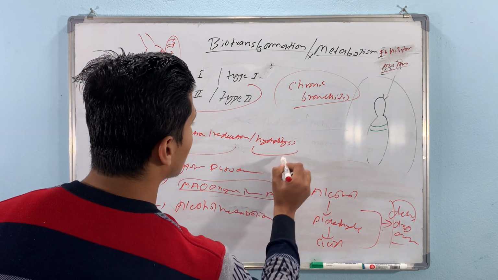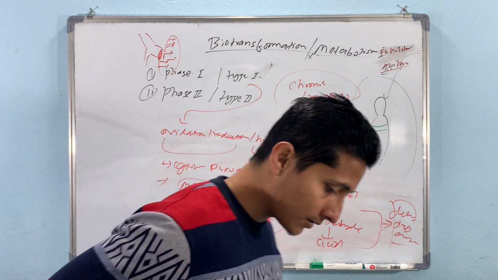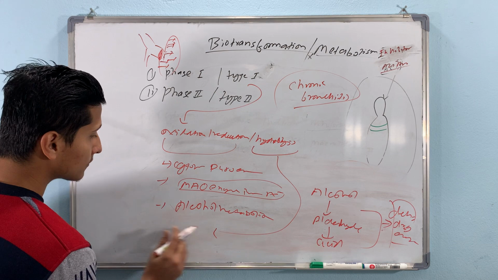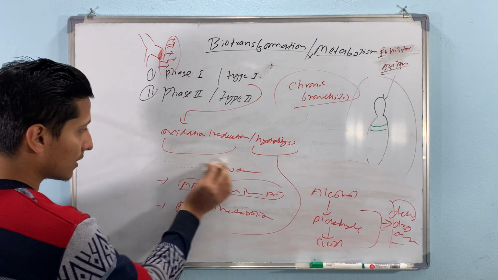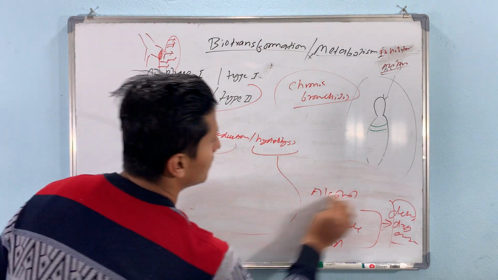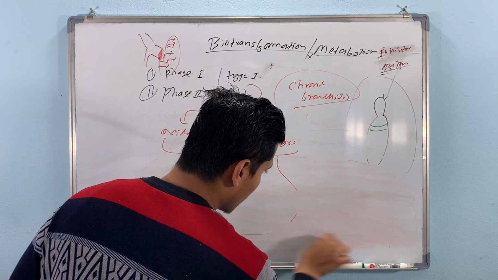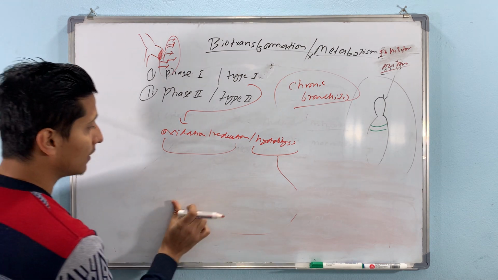Now, there's another type of reaction, that's hydrolysis. Under hydrolysis, what are the reactions that we need to know? First, let's talk about what is hydrolysis. Hydrolysis is basically breaking the bonds present in the drug by using a water molecule in the presence of an enzyme.